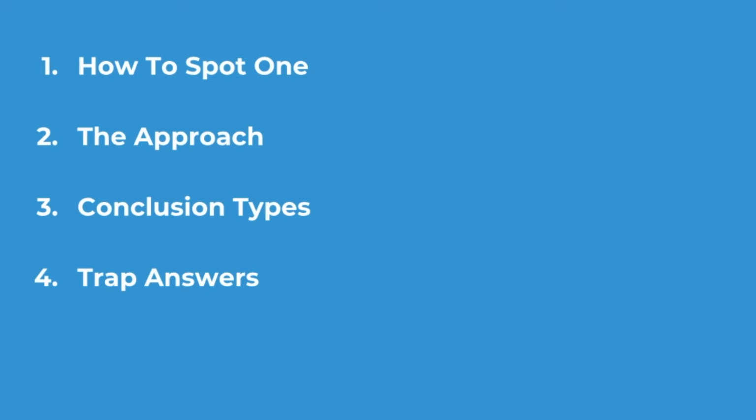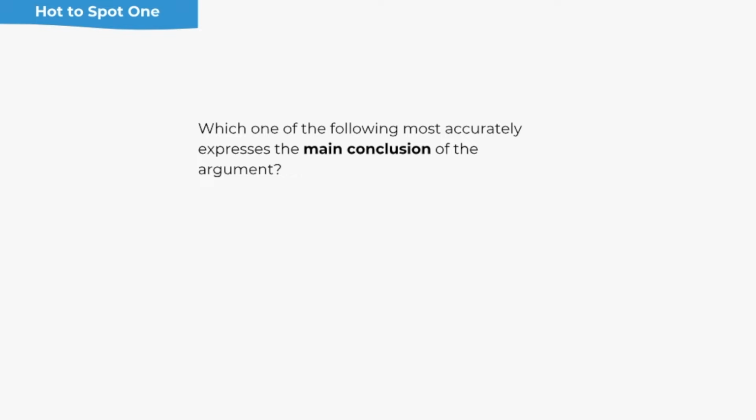So in this lesson, we want to cover a few things. We want to cover how to spot a main point question, what approach you want to take when you're working on one, what the different kinds of conclusions are that you should be aware of so that you can help find the conclusion, and then what the common trap answer patterns are to be on the lookout for. We're going to start with how to spot a main point question.